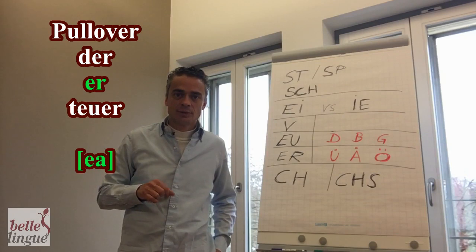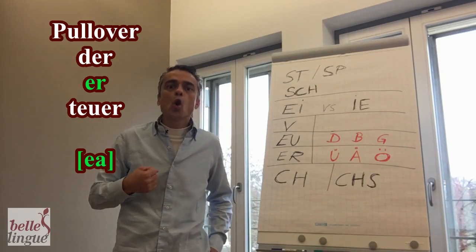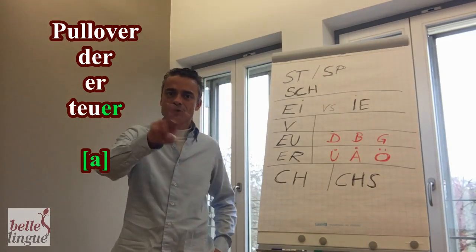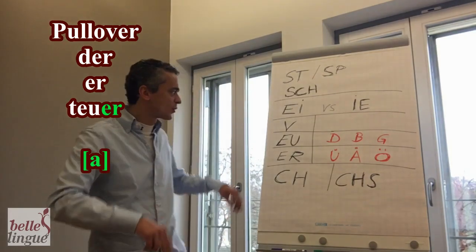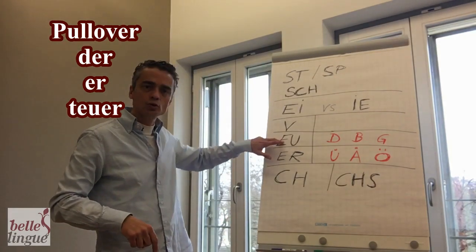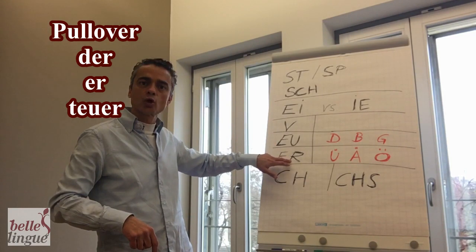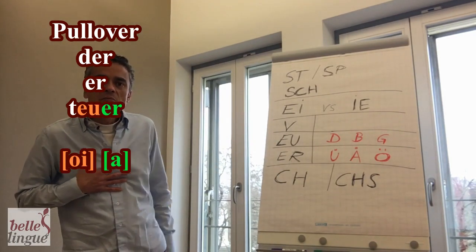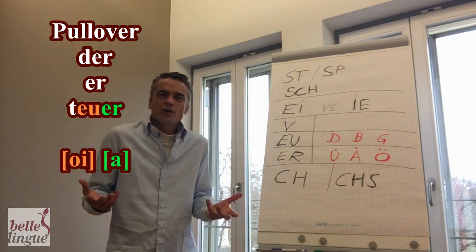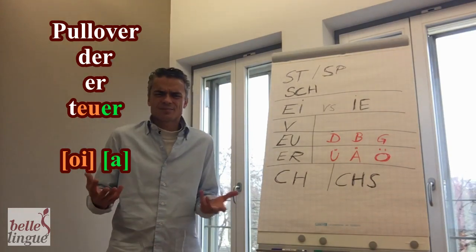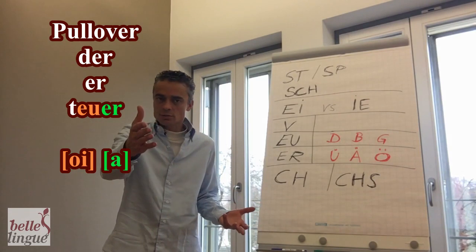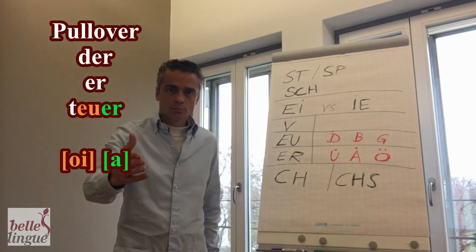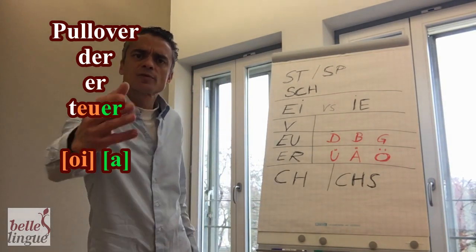So if you hear an a, it's the ER at the end. Er. Er means he. Or teuer. You see here, now you have two combinations with teuer, which is expensive. EU, oi, and the ER. Teuer. My view, it's easier for you. Teuer. Just try it. Not bad. Also with the pullover.